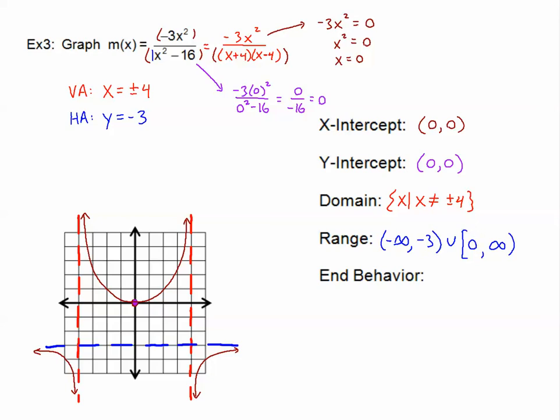Last thing to do here is our end behavior. As x approaches, it doesn't matter which end we're talking about. The far right end approaches the horizontal asymptote. The far left end approaches the horizontal asymptote. It's actually not even going to touch it, but m of x is trying to be -3. It's approaching -3.